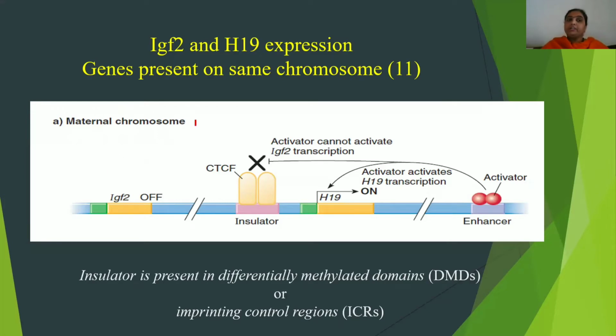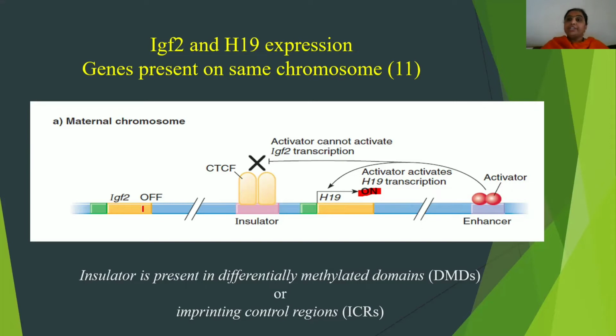And here in the maternal chromosome, when you look at the expression, what you observe is that H19 is expressing. Here the enhancer is allowing the binding of the activator, and that activator is going to act on the promoter of H19. So there is an expression of H19. But in this diagram, this activator and enhancer cannot act over the IGF2.